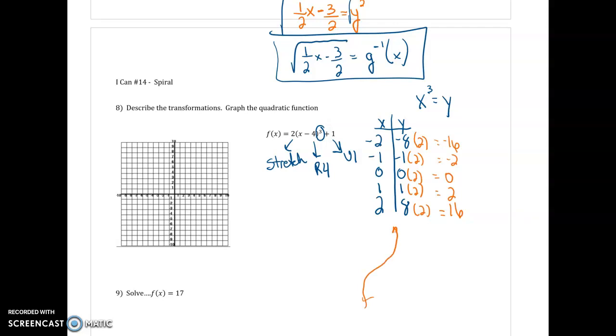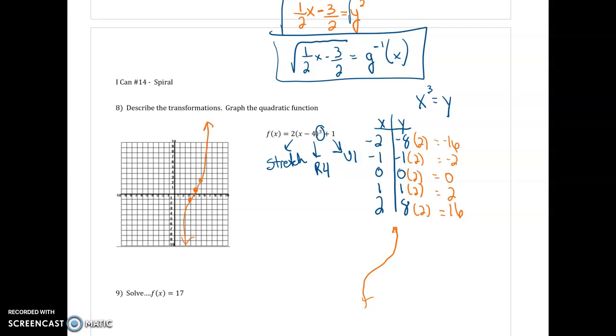So anyway, I'm going to go to -1, -2, and I won't stay there. I'm now going to go right 4, 1, 2, 3, 4, and up, how many? 1. So I end up right there. And then I'll go to 0, 0, and go right 4, up 1. And then I'll go to 1, 2, and go right 4, up 1. And then that's it. You just have to remember the shape so that you can get it graphed.